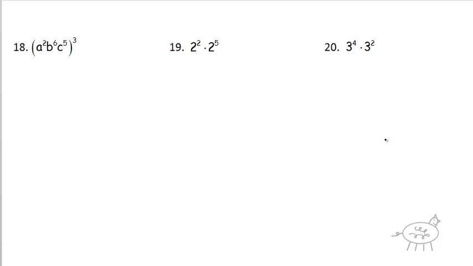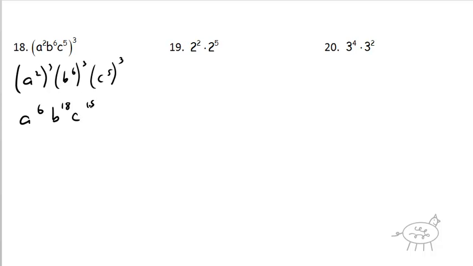Okay, so this one, I'm going to split it up again. So it's a squared cubed, b to the 6th cubed, and c to the 5th cubed. Power to a power, so it's a to the 6th, b to the 18th, c to the 15th. That's it. Okay, 19, this one's an easy one. Same base, so it's 2 to the 2 plus 5, 2 to the 7th.